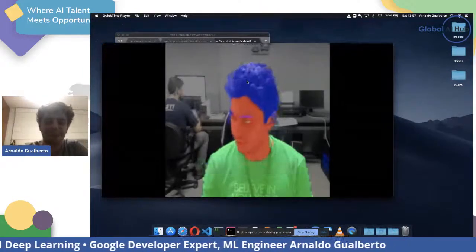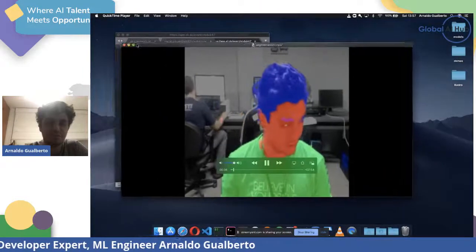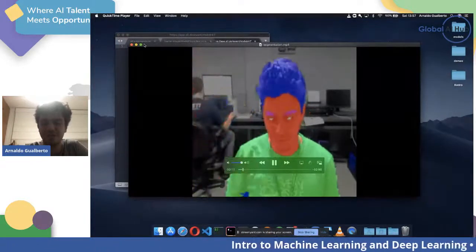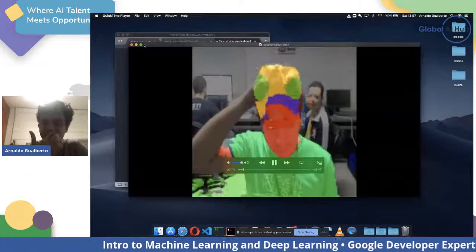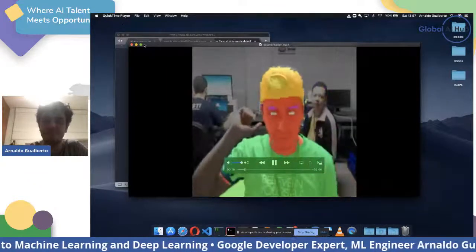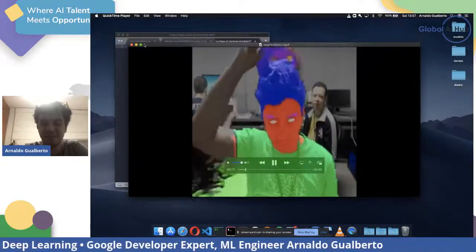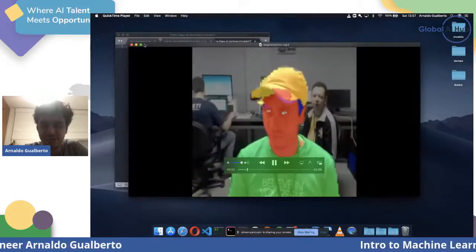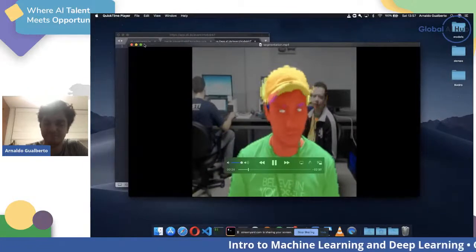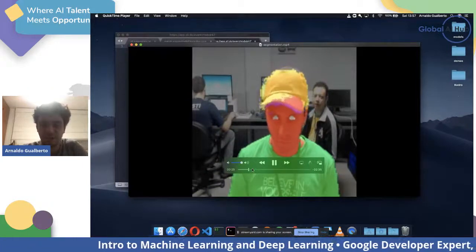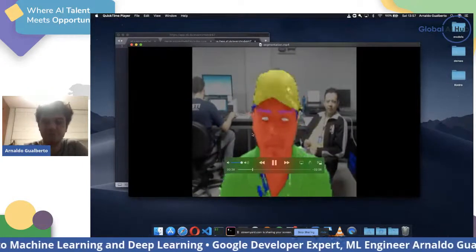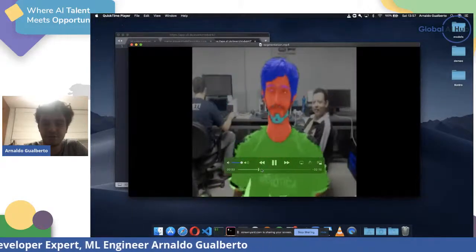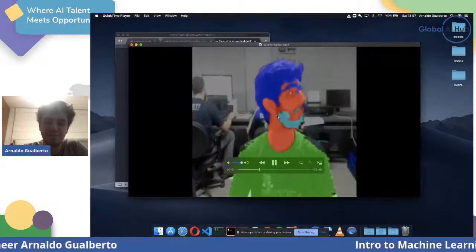So I think this result is very good because if you think that we trained this model using only 700 images, the model did a very great job. So you can see that it can segment the clothes, the skin, the eye, the eyebrow, the hair. So for basically any person in the front of the image. So you can see in this guy, I can detect his beard.